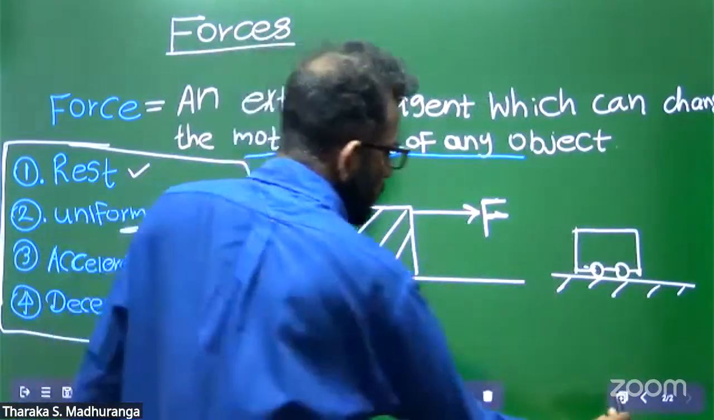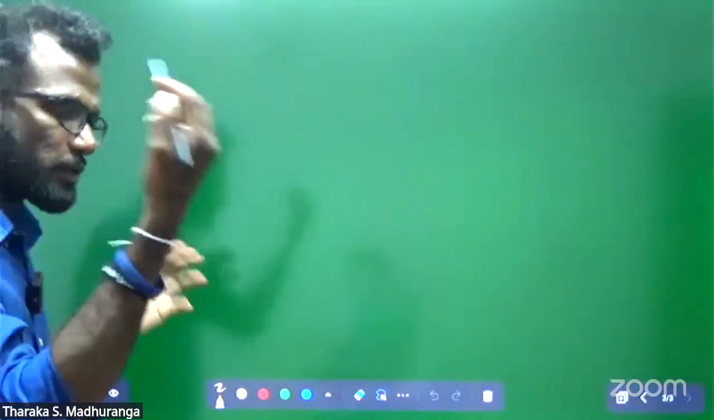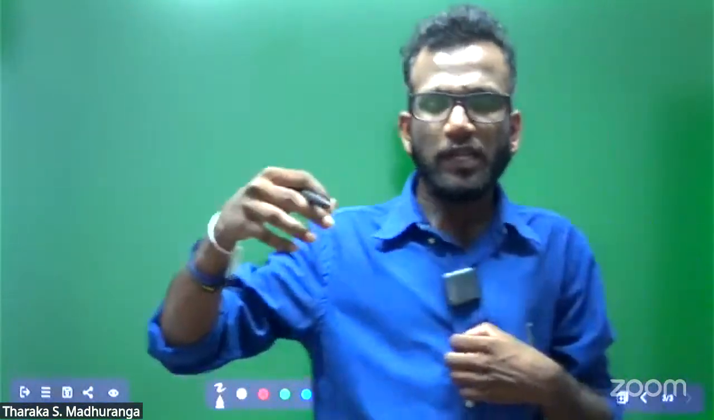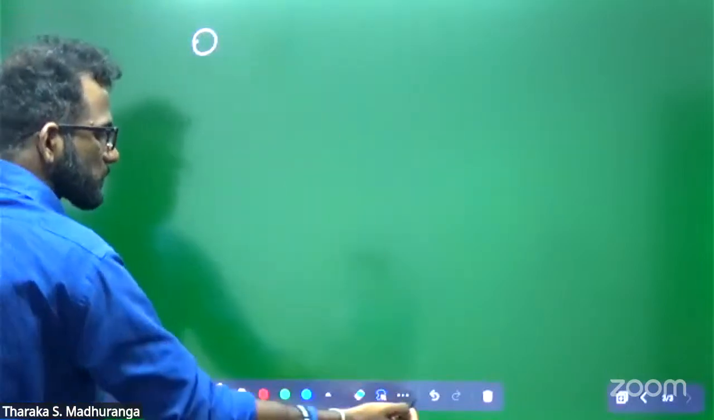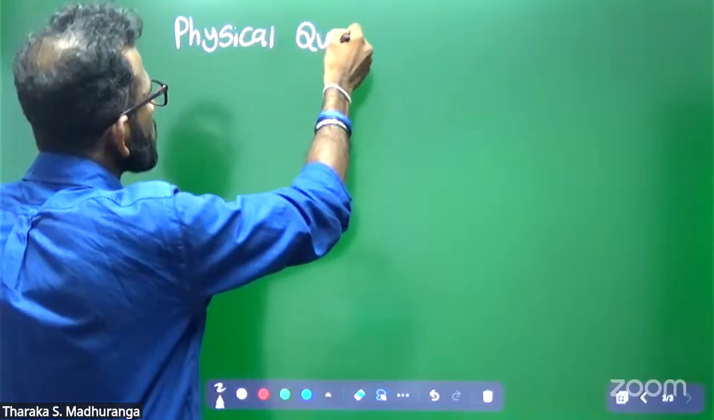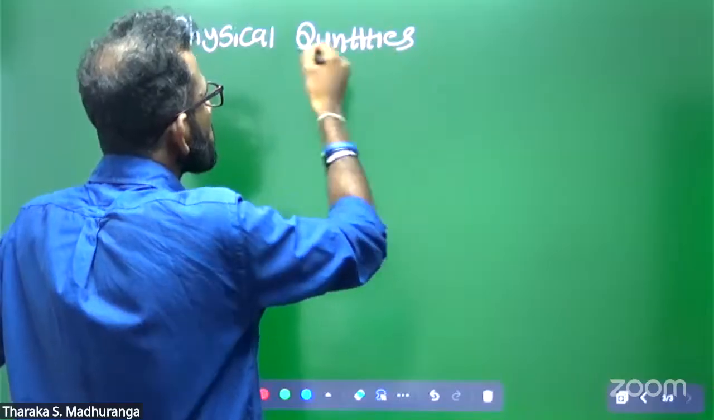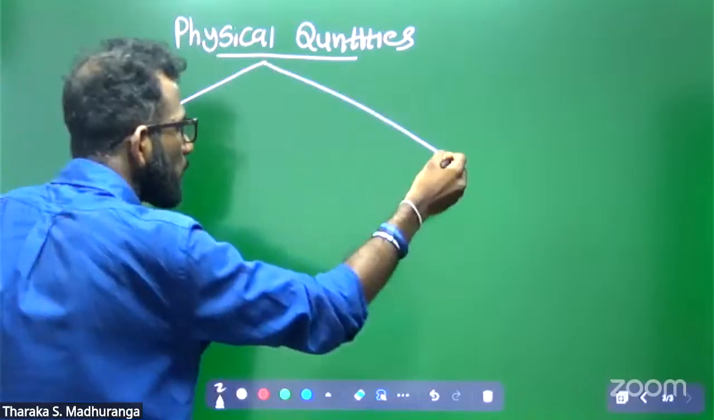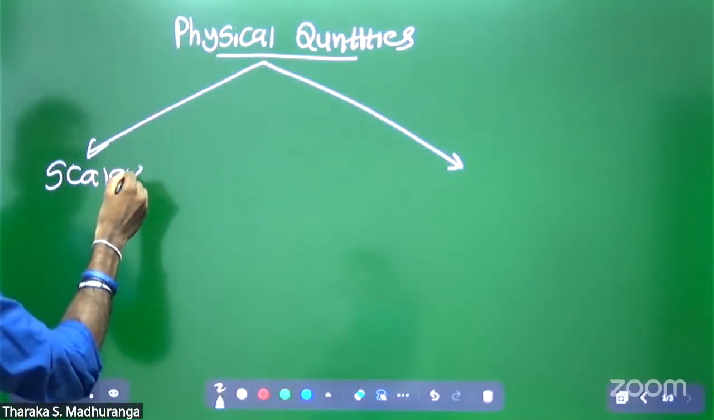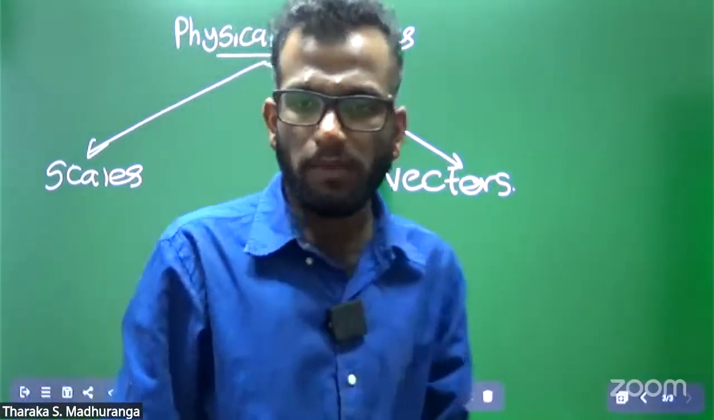Now the third point is, when we consider this external force, before we go to the external force, physical quantities. As we discussed in the measurement lesson, physical quantities can mainly be divided into scalars and vectors. Do you remember what the meaning of scalars and what the meaning of vectors is from O level? Those are simple things.